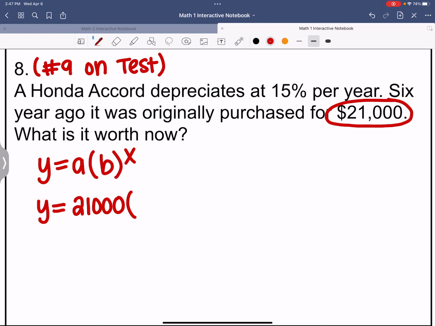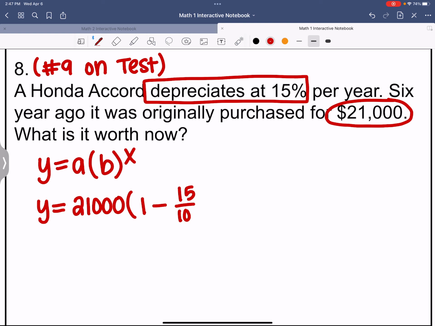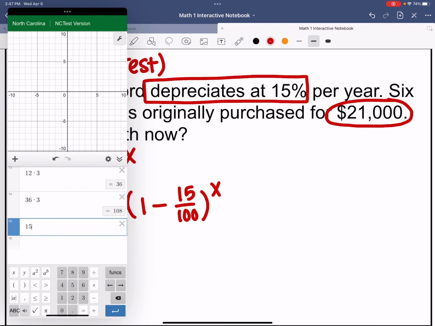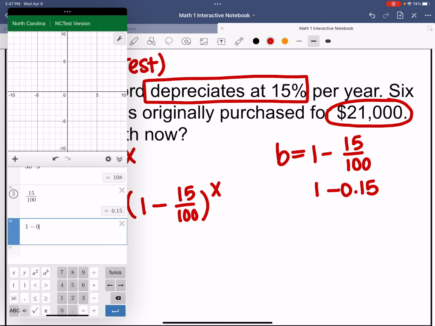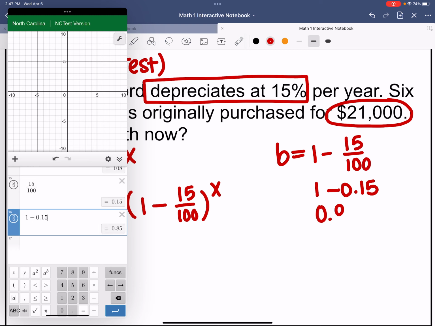That's our base. Well, your base, if it's depreciating at 15%, our base is going to be 1 minus 15%, and 15% is 15 over 100. So we have to calculate what is 1 minus 15 divided by 100. So first start with 15 divided by 100. So our base is going to be 1 minus 0.15. And when we calculate 1 minus 0.15, that gives us 0.85.